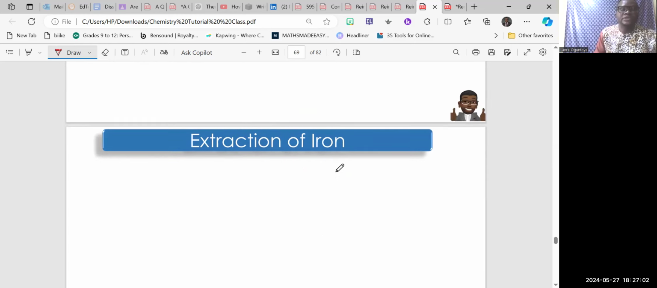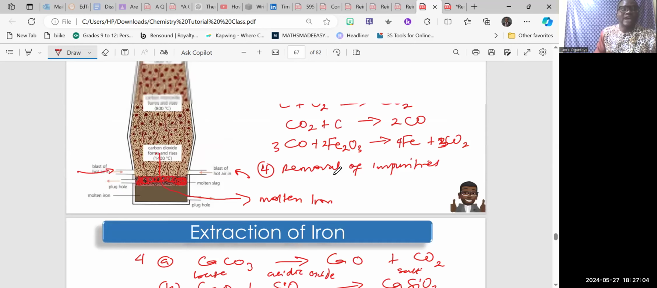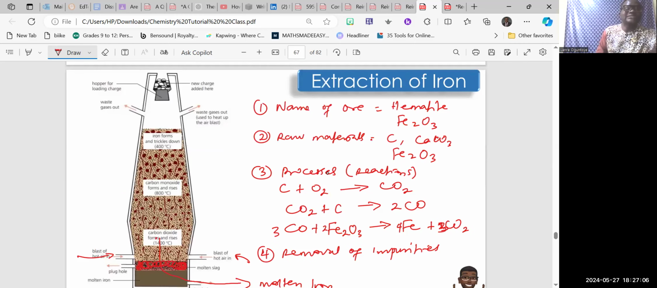Okay, so that is extraction of iron. Another thing they ask you is waste gas. They'll ask you, what are the waste gases in the extraction of iron? Carbon dioxide, carbon monoxide, and sometimes nitrogen. But the chief waste gas there is carbon dioxide. Don't forget that carbon monoxide is used as a reducing agent there, right? So carbon dioxide, and of course nitrogen.